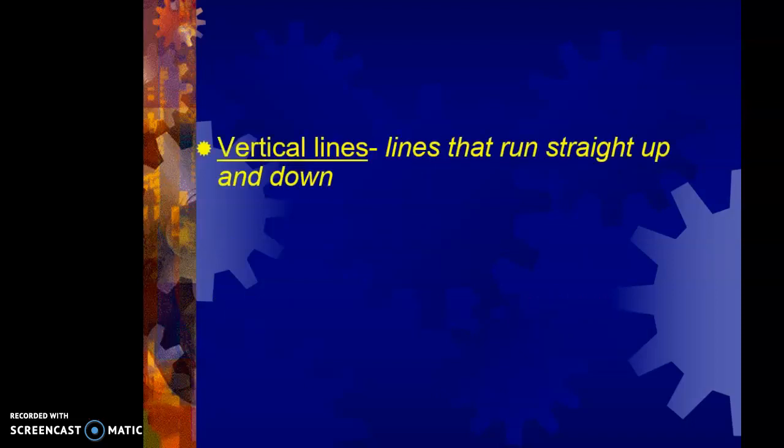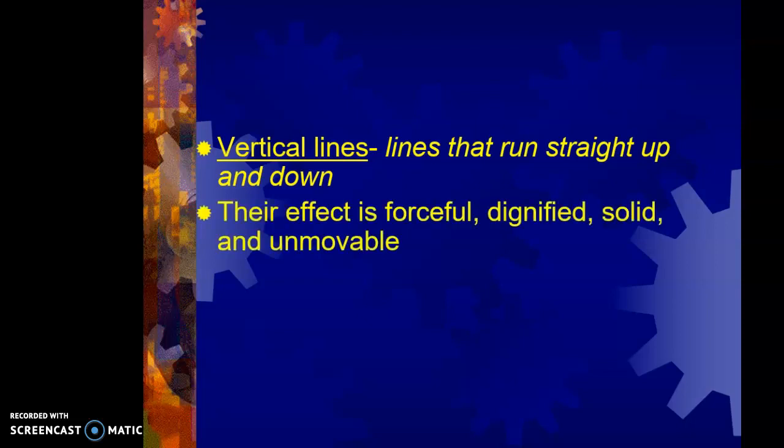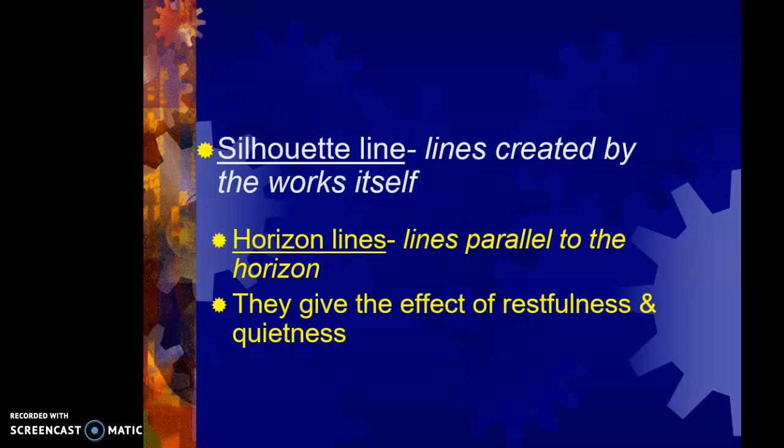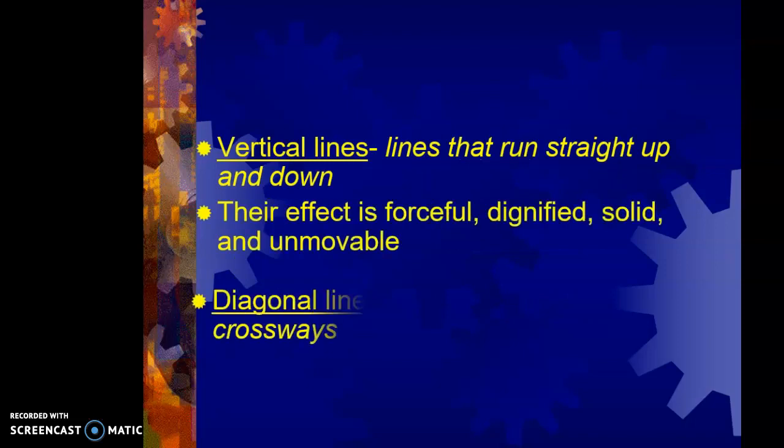Vertical lines are lines that run straight up and down. They have the effect of something that is forceful, dignified, solid, and unmovable. So when I look back at the horizon lines, I think of something that is a landscape. You have that where the ground meets the sky. Then with the vertical lines, I think of a soldier at attention or a flagpole, standing high in the sky, that's forceful, dignified, that unmovable line.